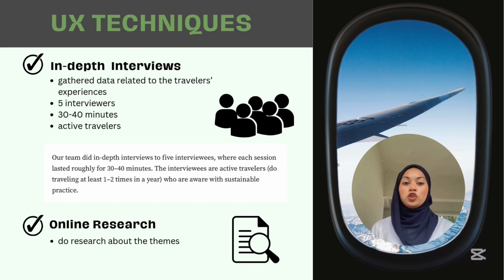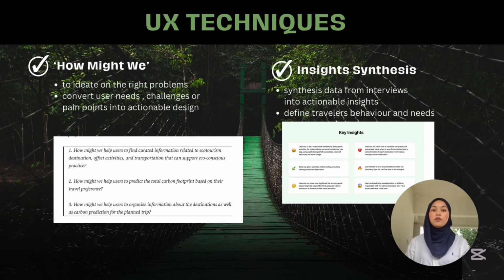Next, they also mention that they use the online research technique. Then they use the How Might We technique. This technique consists of a few questions such as how the app can help users find accurate info, how to help users predict total carbon footprint, and how to help users organize info. It can ideate on the right problem and convert user needs, challenges, and pain points into actionable designs.